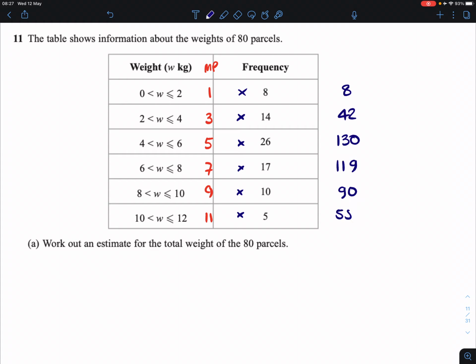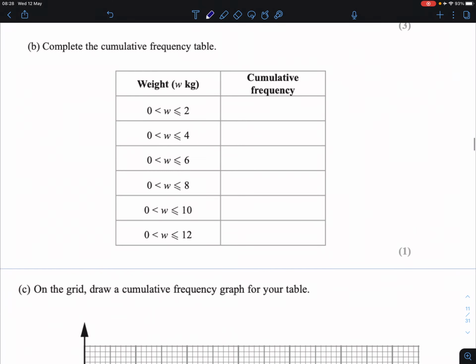to get our mini totals there. So that gives us the totals for each row, which then afterwards, if we want to get a grand total, then we add all of these together. If we do that, we end up with 444 kilograms. On to the next one. Complete the cumulative frequency table.